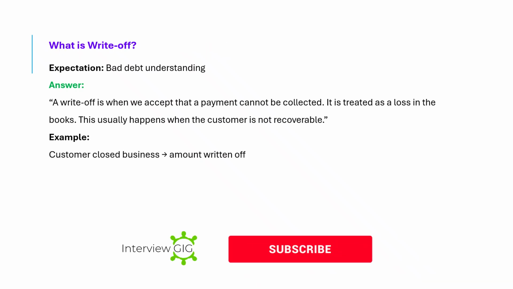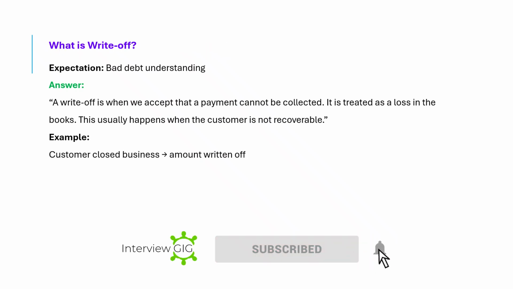What is write-off? Expectation: bad debt understanding. Answer: a write-off is when we accept that a payment cannot be collected. It is treated as a loss in the books.